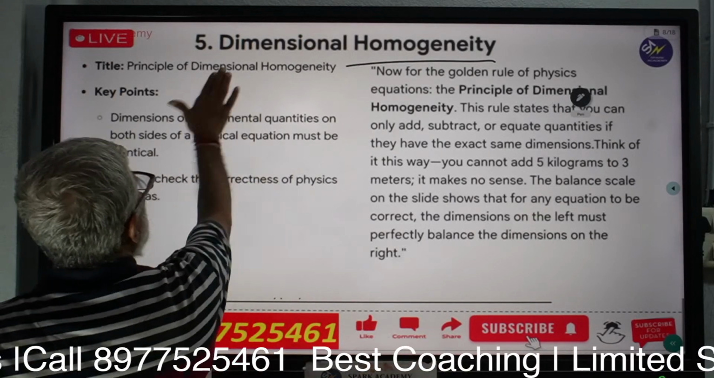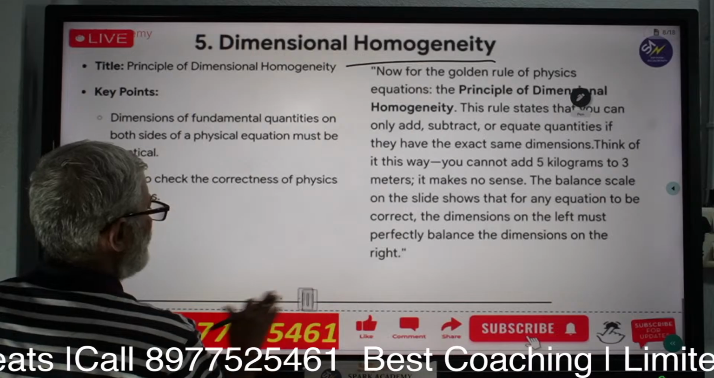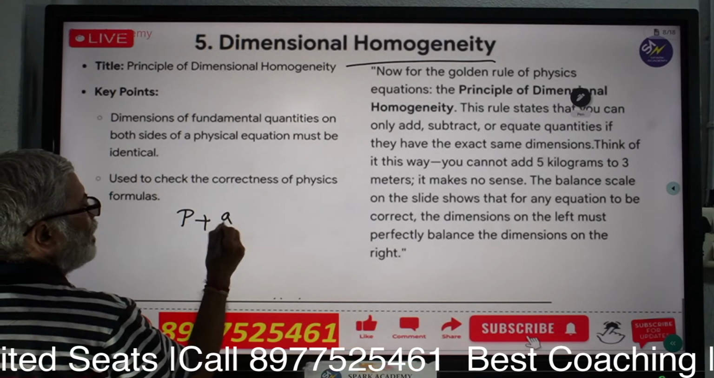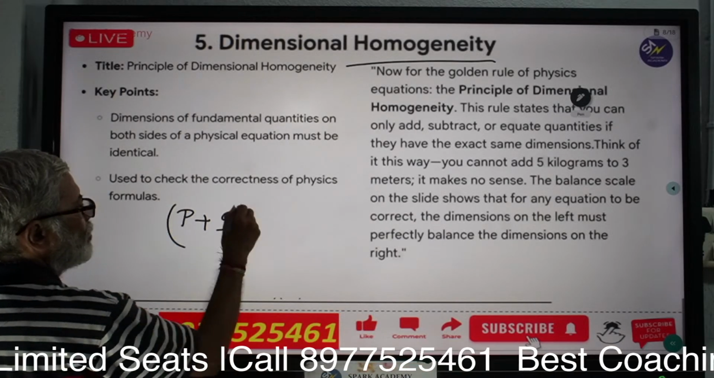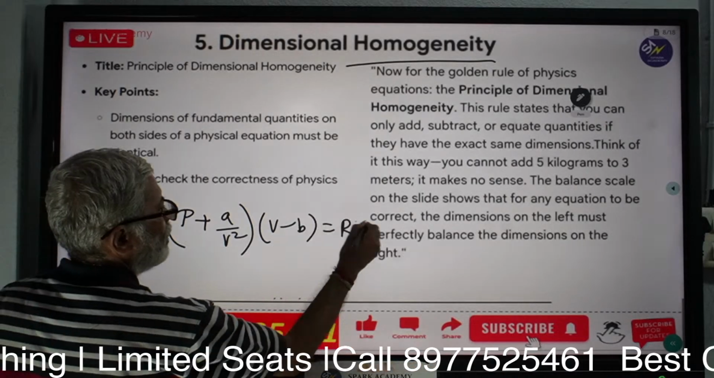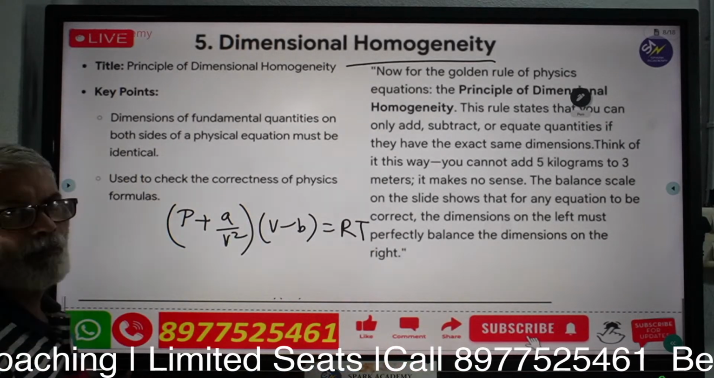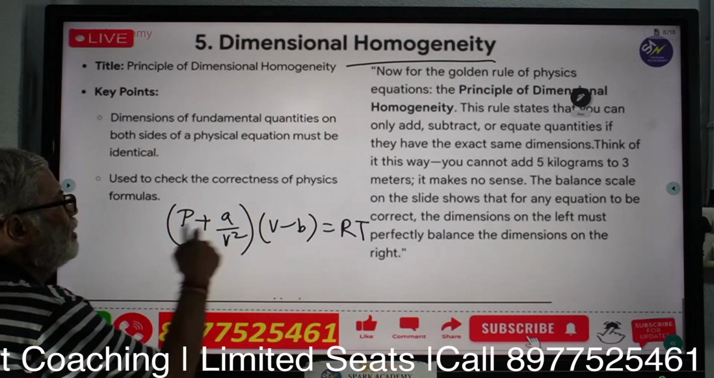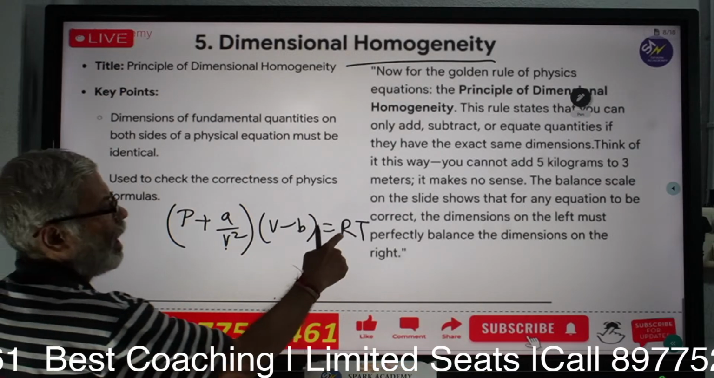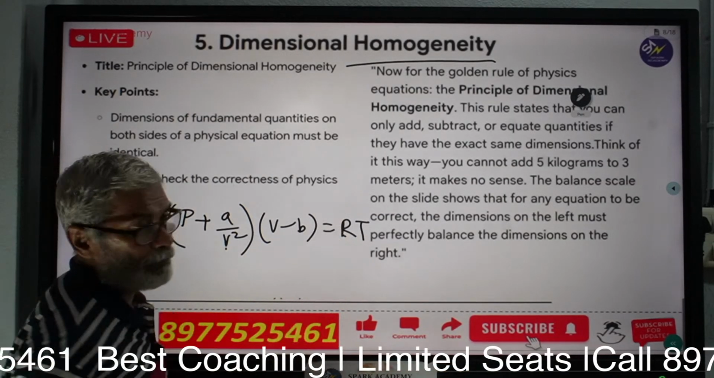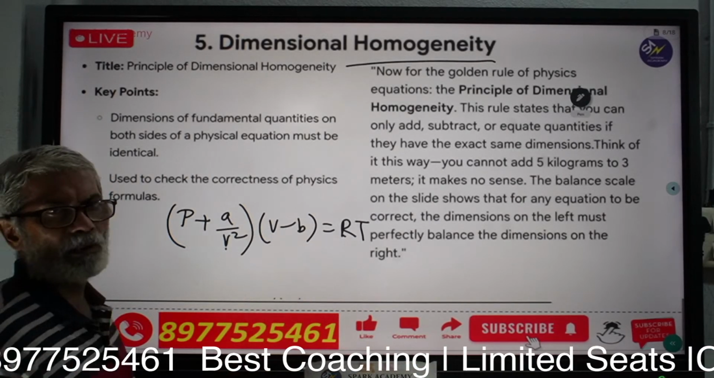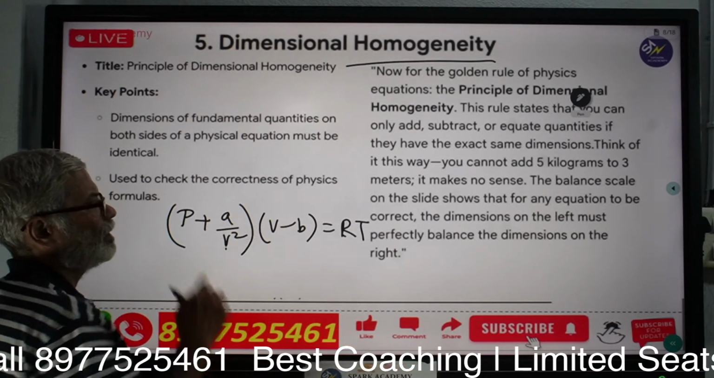By using the principle of homogeneity. So the equation is actually (P plus A by V square) into (V minus B) is equal to RT. This is one gas equation. P means pressure, V means volume, R means gas constant and T means temperature. This A and B are unknown, you have to find out the dimension of A and B first.